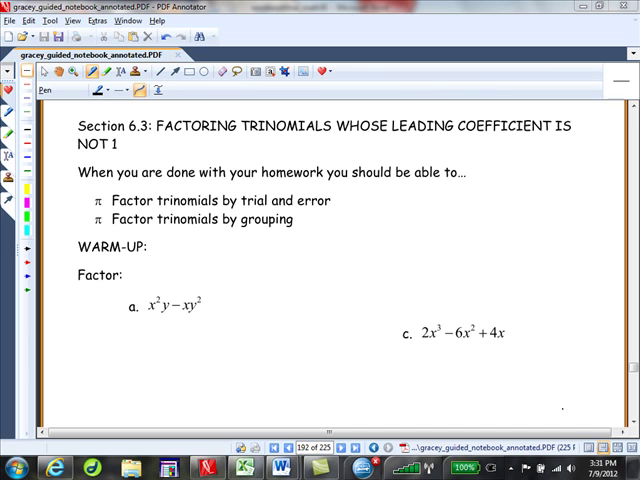Today we'll be covering section 6.3 in the combo book by Robert Blitzer, Introductory and Intermediate Algebra for College Students. My name is Professor Shannon Gracie, and here we go.